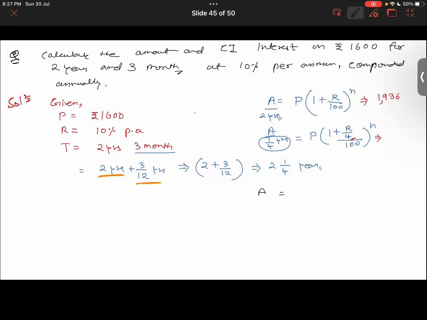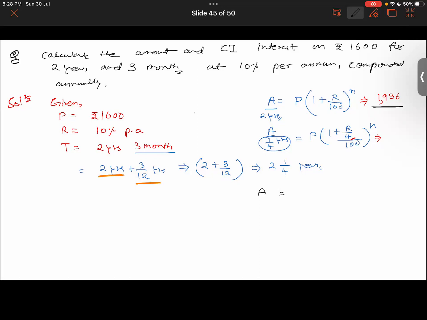So 1638. No, that is not correct. Look, guys, here. Using this method, we won't be able to get our answer here. You know why? Because after 2 years, listen carefully here. After 2 years, the amount is this much, 1936.